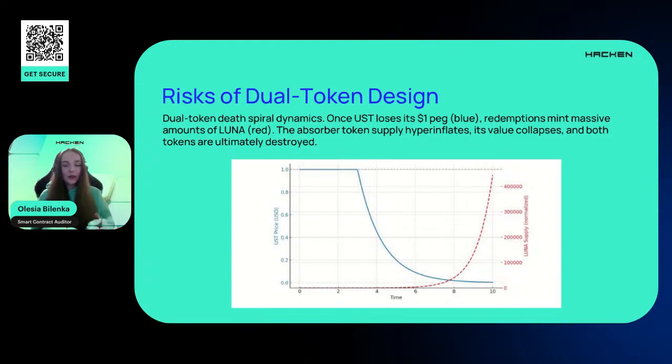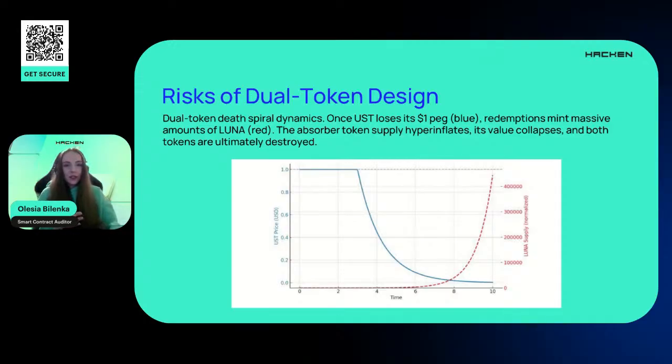And this is a perfect example of the third pattern, because there was a chain of fear amplified by the system's own design. The very mechanism built to restore stability ended up accelerating its collapse.